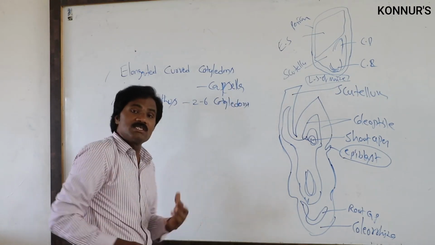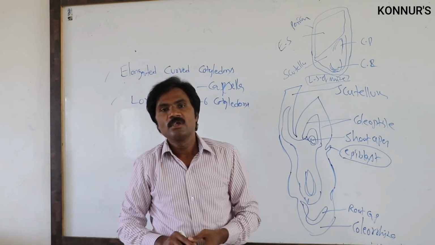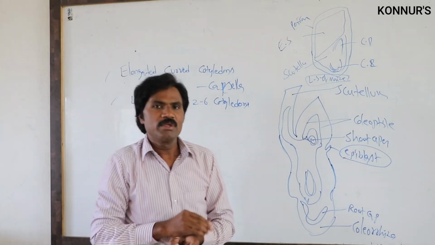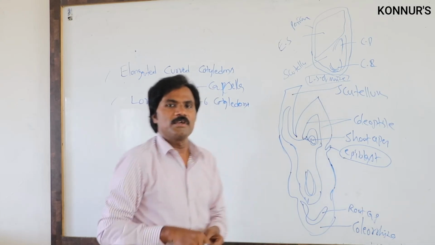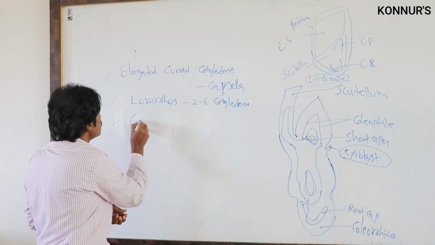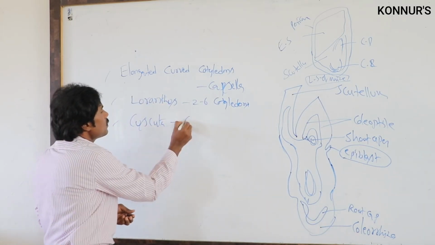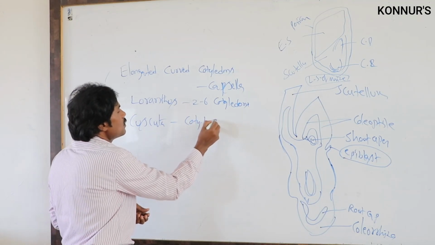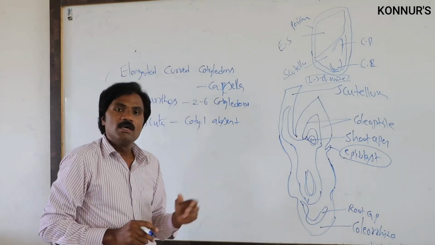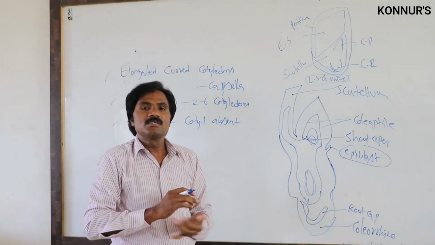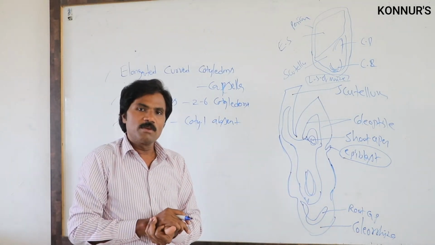But in some plants, the cotyledons are completely absent. Suppose in Cuscuta, because of its parasitic nature, the cotyledons are completely absent. Like that, these are some exception cases.